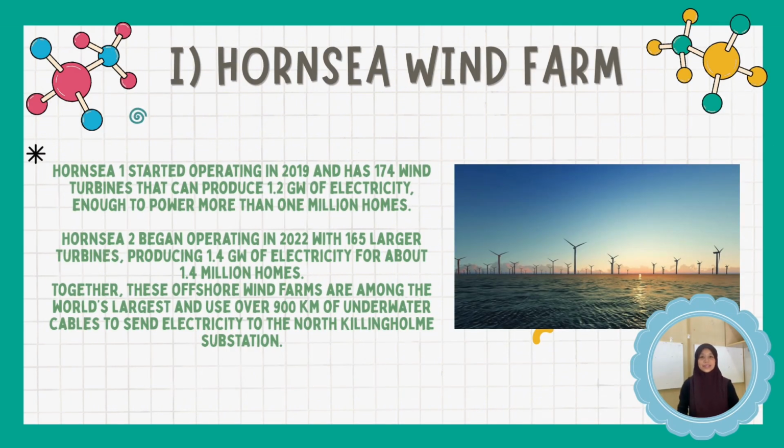I will explain examples of real-life implementations. Firstly is the Hornsea wind farm. Hornsea first started operating in 2019 and consists of 174 wind turbines. It can generate 1.2 gigawatts of electricity, which is enough to supply power to more than 1 million homes.